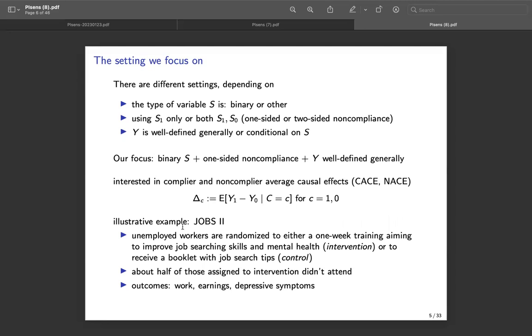We'll use this example of the JOBS 2 study to illustrate the methods. Here in this study, unemployed workers were randomized to either the intervention, which is receiving a 1-week training aiming to improve job searching skills and mental health, or to the control condition where they just receive a booklet. And in this study, only about half of those assigned to the training attended the training. And we looked at 3 outcomes: work, earnings and depressive symptoms, for the sake of illustrating different methods.